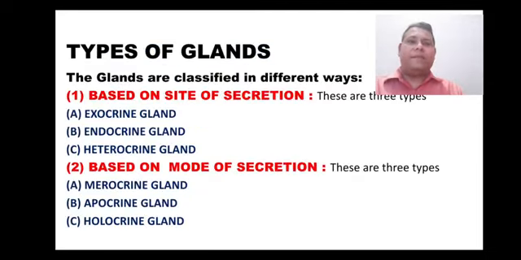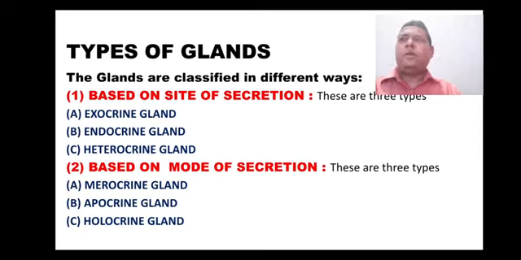Types of glands. The glands are classified in different ways. 1. Based on site of secretion, these are 3 types. Exocrine glands, glands with ducts. The secretions of these glands are carried by ducts to particular organs for metabolic activities. Examples: salivary glands, liver, etc.